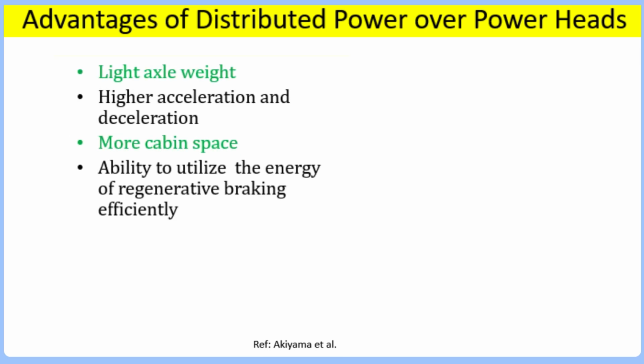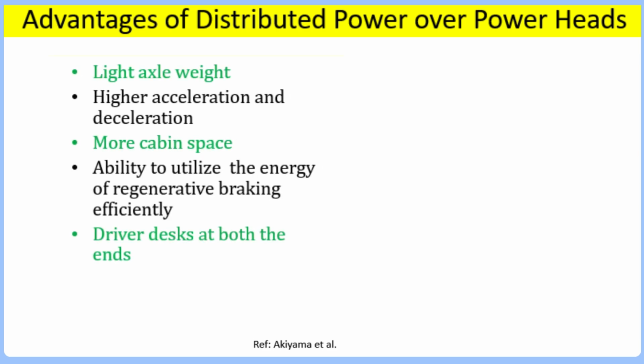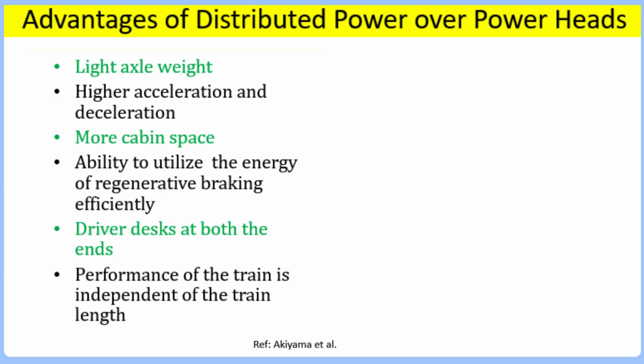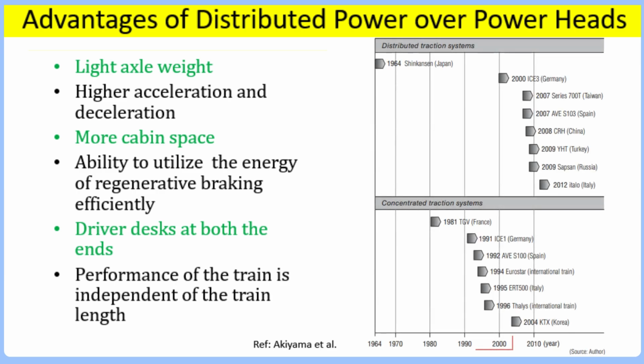Since the number of motorized axles is more, they have the ability to utilize the energy of regenerative braking efficiently. The distributed power multiple units have driver desks at both ends, so that there is no need for power reversals at the end of one side of the journey. With 40 to 100% powering of axles, the performance of the train is independent of the train length.